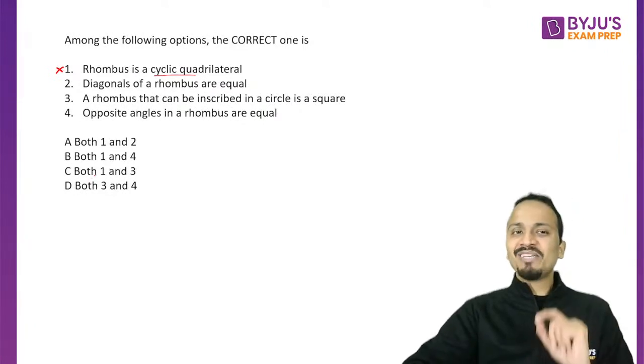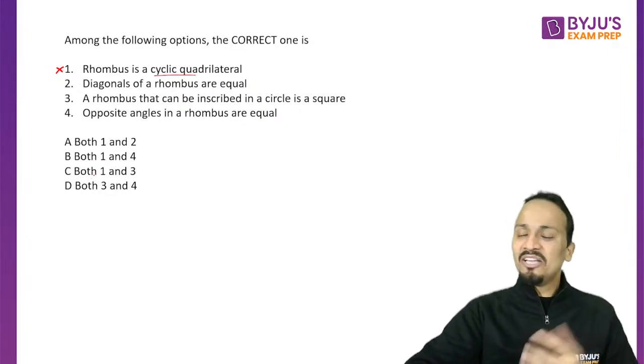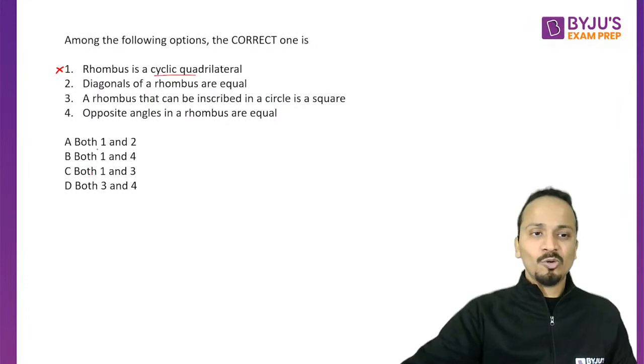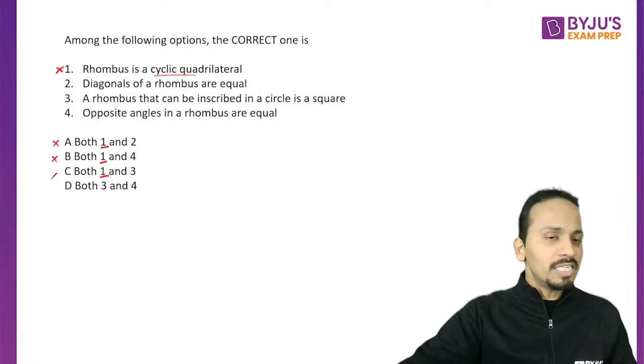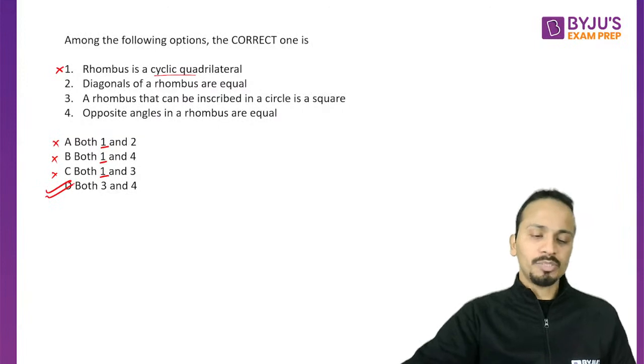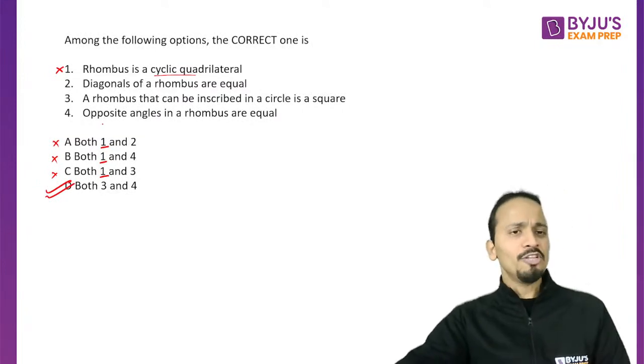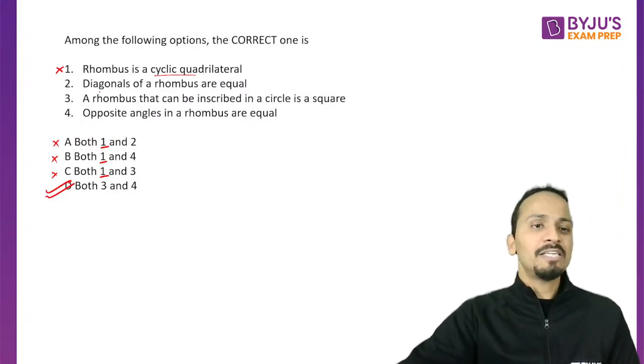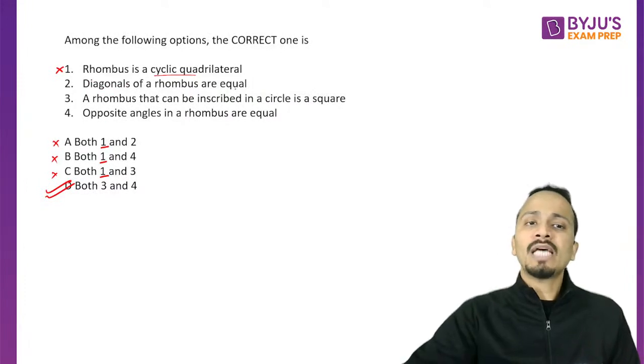Now, if this statement is incorrect, you can mark your answer. So 1, 1 and 1 is included in ABC. So all these 3 options will be incorrect and the correct option will be option D. Still you can go to the other statements. So diagonals of a rhombus are equal. No, they are not equal.